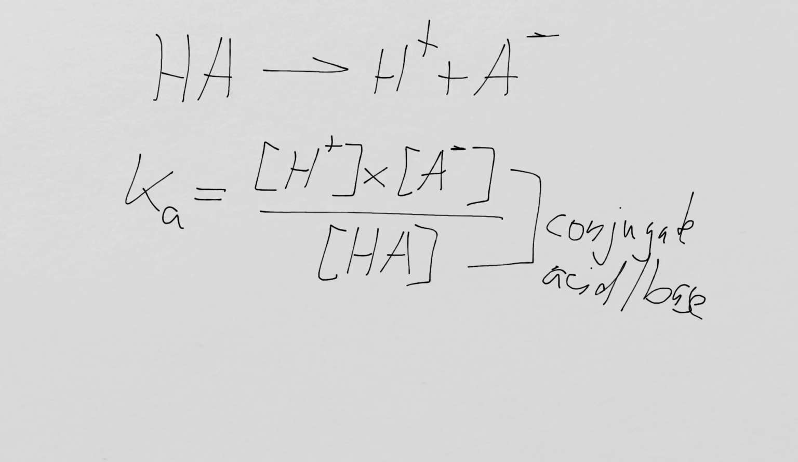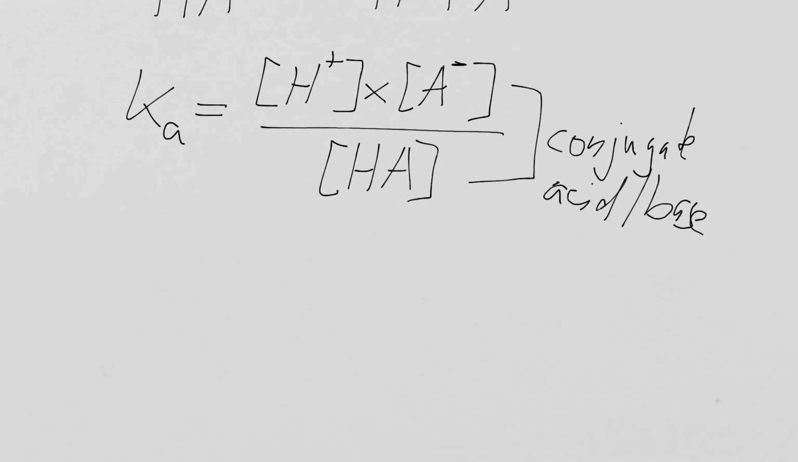So in a way, every time we have a weak acid dissociating into an A minus, and we still have HA left, we have this conjugate acid-base system in our solution. It's always there. If we have a weak acid, we have a conjugate acid-base system. Woohoo!